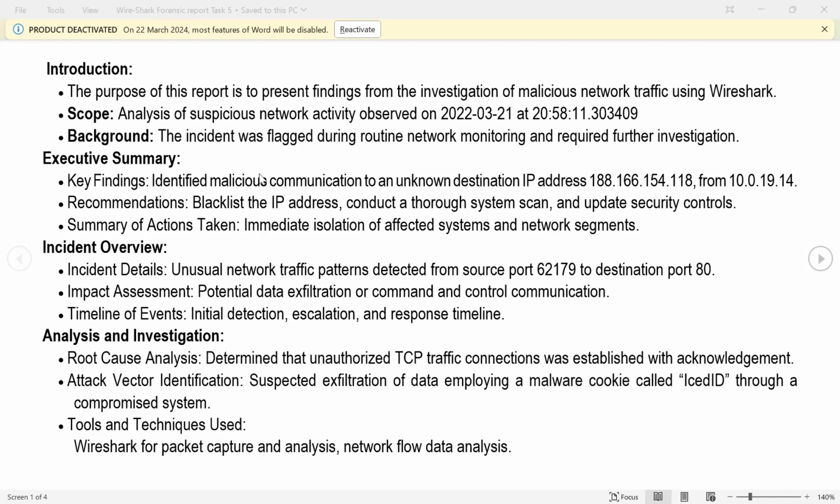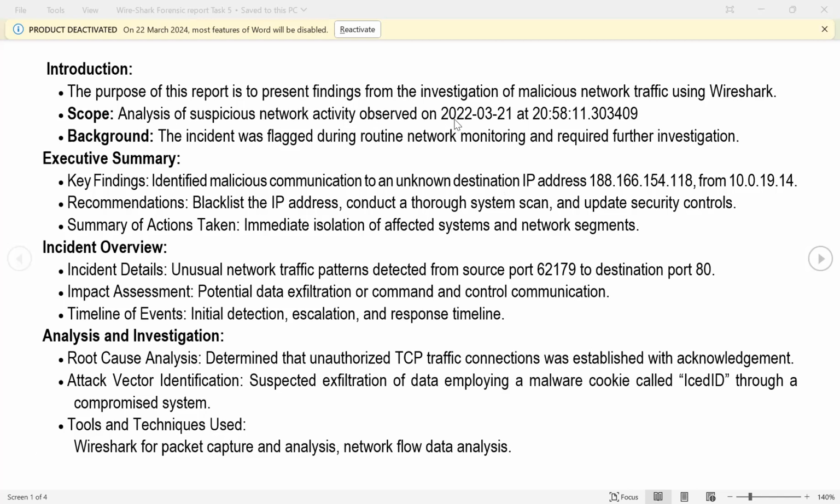So it started with an introduction to tell us the purpose of the report, and that is to present findings from the investigation of malicious network traffic using Wireshark. And he highlighted the scope. So the scope of the analysis is to show us the report of the analysis of suspicious network activity observed. He's telling us what file he is assessing.